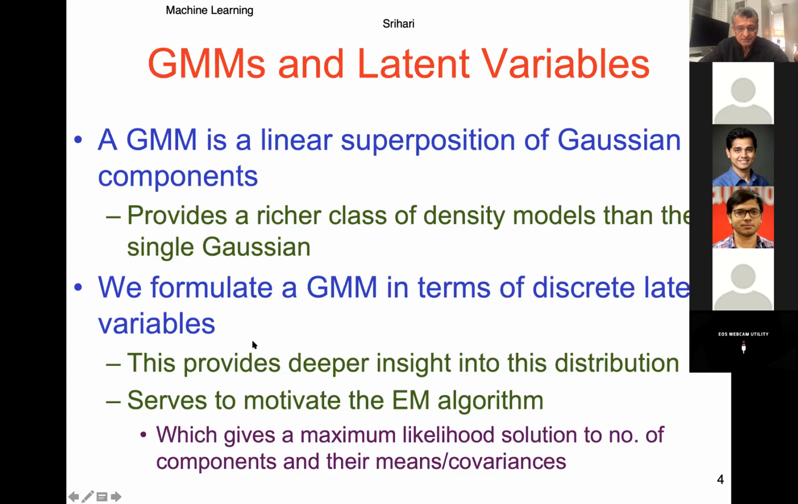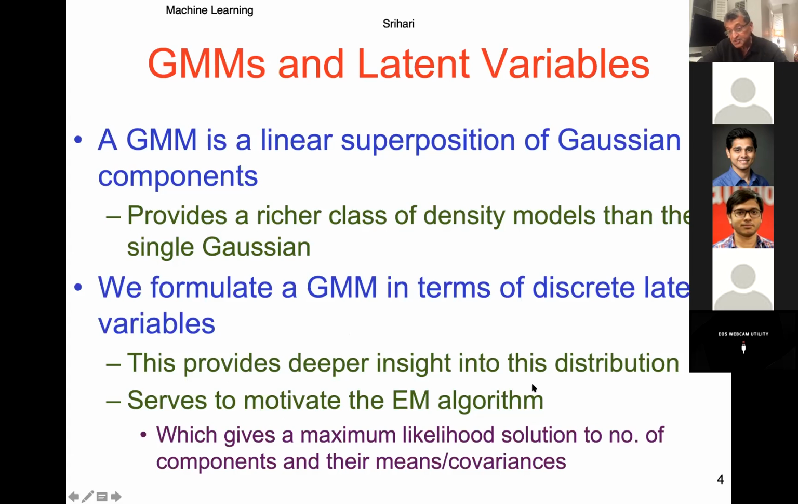We formulate a Gaussian mixture model in terms of discrete latent variables. So we are saying that there is a missing latent variable. Latent means we can't see it. The latent variable is which cluster the data belongs to. We know the particular value of the data, its RGB value or its feature value, but we don't know which cluster it belongs to. This provides deeper insight into this distribution.